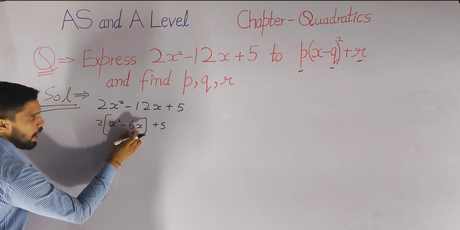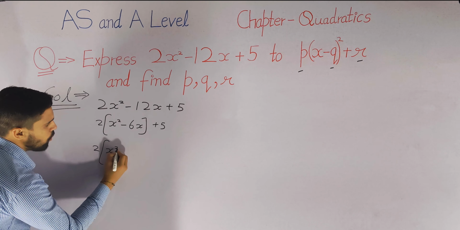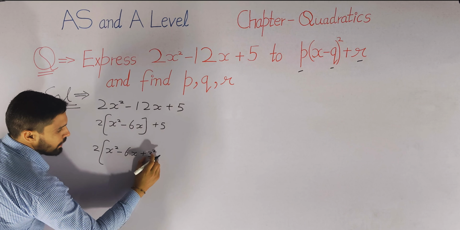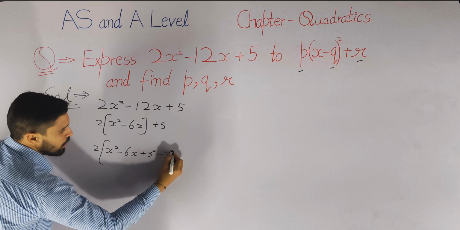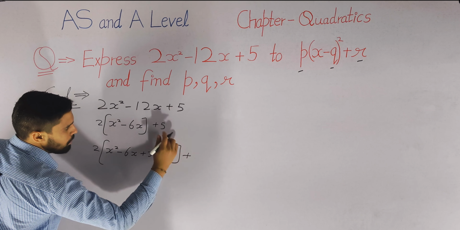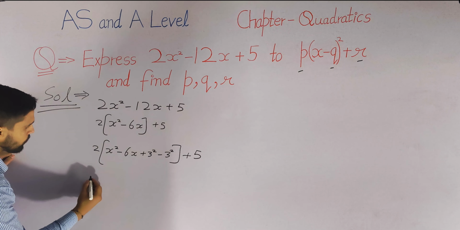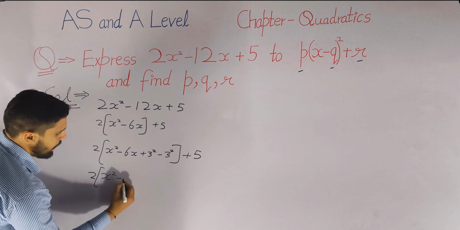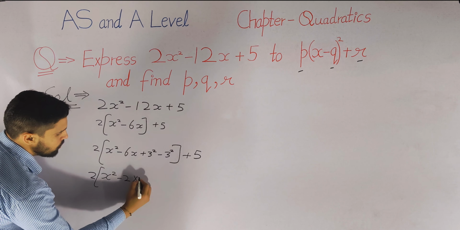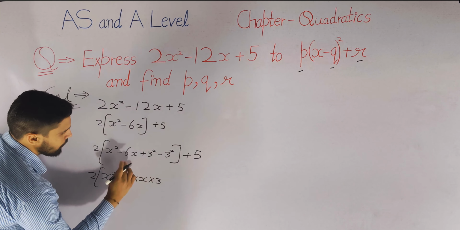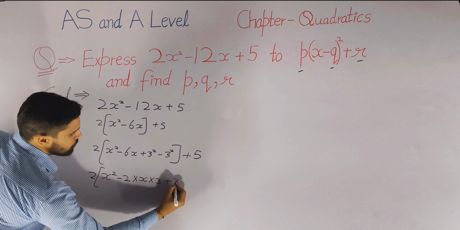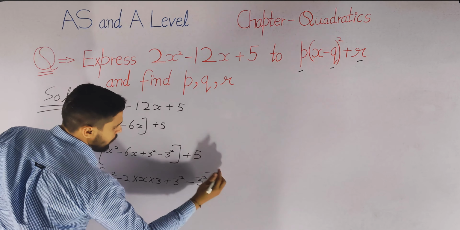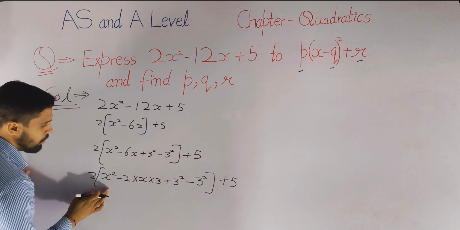And now take half of the coefficient of x. Half of the coefficient of x is 3, and do the square of 3. You get this. So add the square of 3 and subtract the square of 3, and write plus 5 as it is. And now write 2 and x square, and write negative 6x as negative 2 into x into 3, and write plus 3 square as it is and negative 3 square, and write plus 5 as it is.